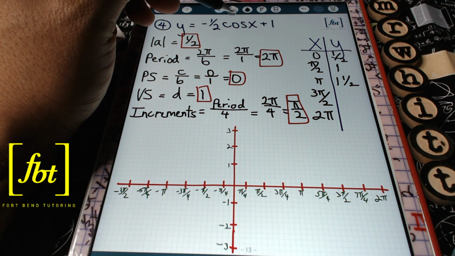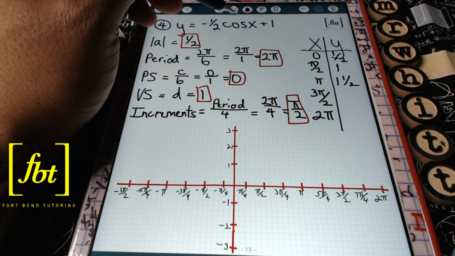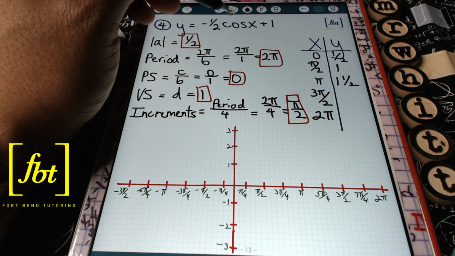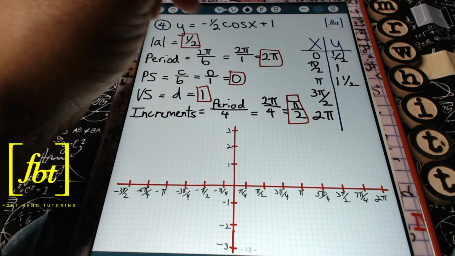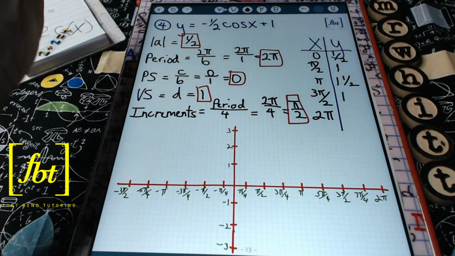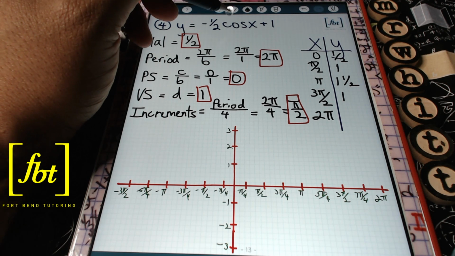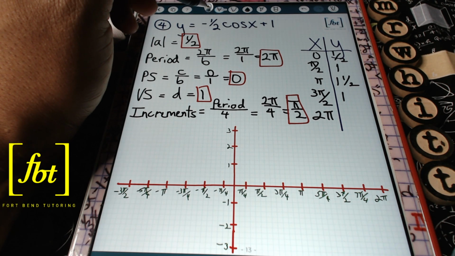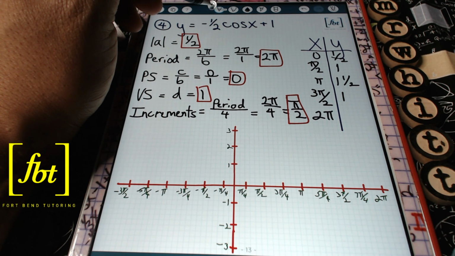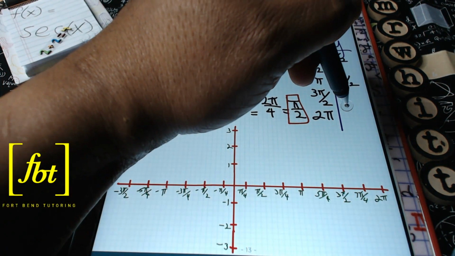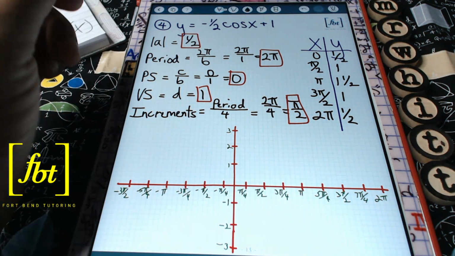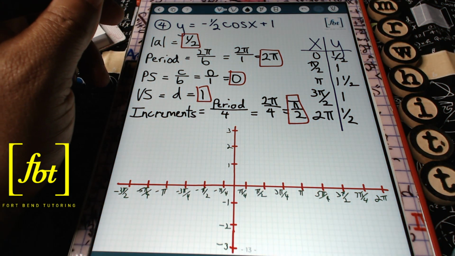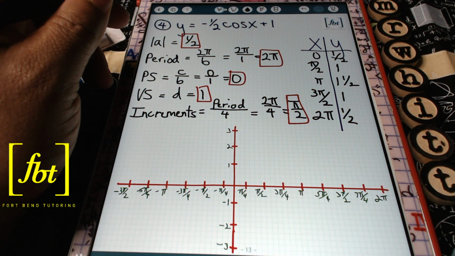Then we'll have 3 pi over 2. Cosine at 3 pi over 2 is 0. 0 times negative 1/2 is 0. And then 0 plus 1 is 1. From here, you'll have 2 pi. Cosine at 2 pi is 1. 1 times negative 1/2 is negative 1/2, and then negative 1/2 plus 1 gives you positive 1/2, and we have 5 points that we can use to graph the cosine function.